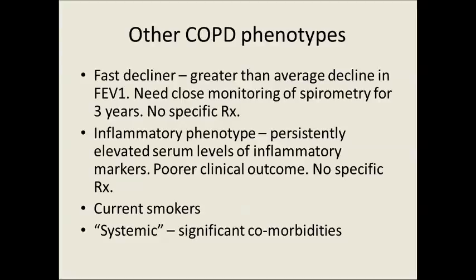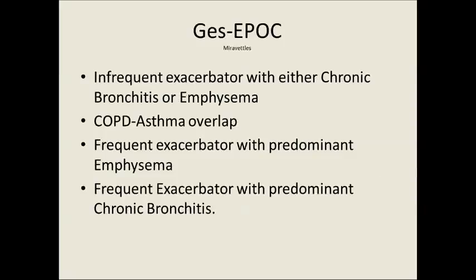Should current smokers, patients who have COPD and continue to smoke, be regarded as a different phenotype? And lastly, systemic, meaning patients who have significant comorbidities like cardiac disease, diabetes, osteoporosis, weight loss, etc. I think the bottom line there is for both of these, we would address firstly the smoking in its own right, and here we would address the concurrent disease in its own right as well.